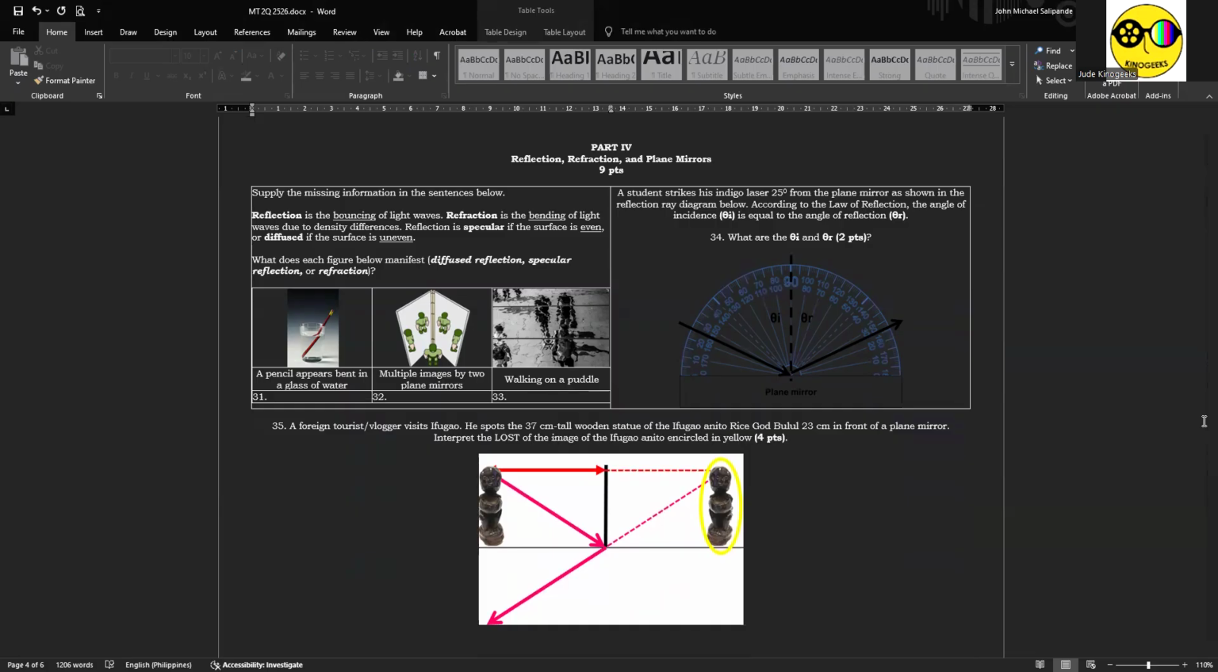What does each figure below manifest: diffuse reflection, specular reflection, or refraction? Let's start with number 1. A pencil appears bent in a glass of water. At some point when we were younger, we asked ourselves, why is it that some objects appear bent or cut or disjointed when you submerge them in water? Another example is a popsicle stick or even your eating utensils, probably a spoon or fork. That's because of refraction, which refers again to the bending of light waves.